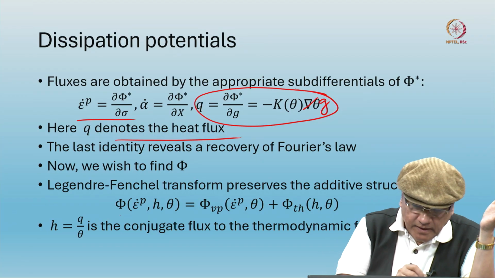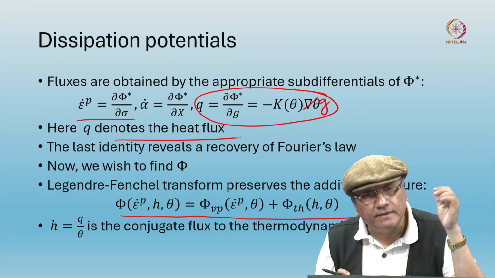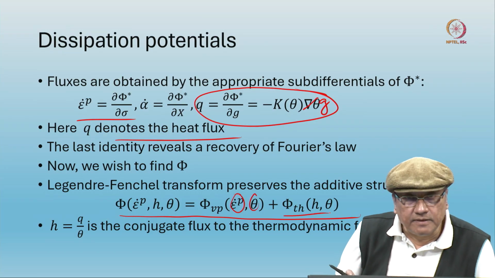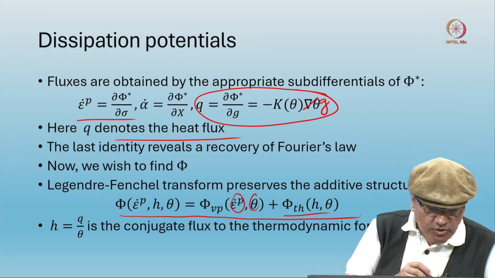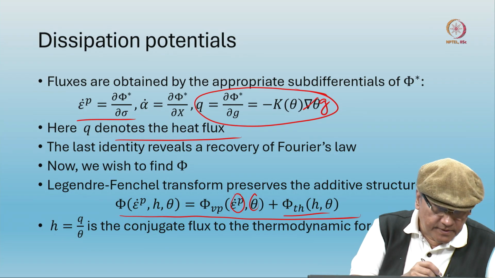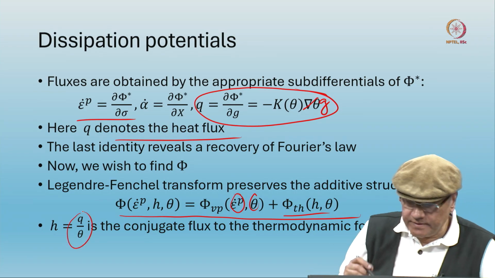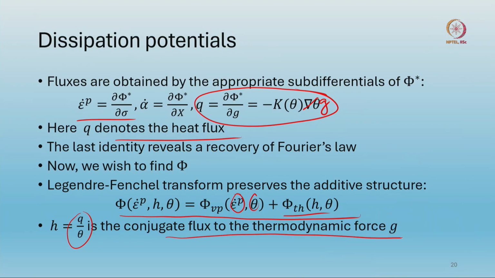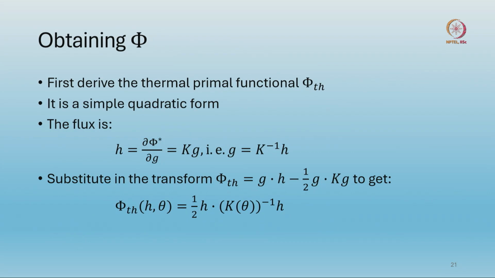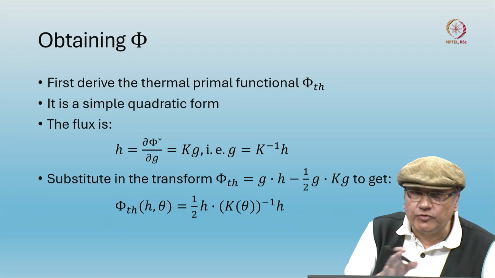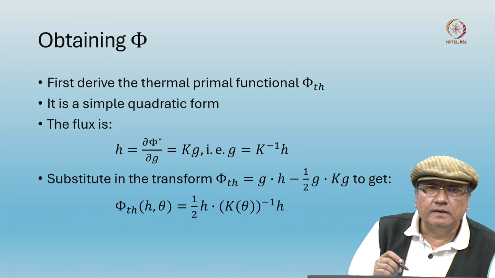So, therefore, phi will also have this additive structure, right, and phi Vp will be a function of epsilon p dot and theta, and phi thermal part will be a function of H, which is basically scaled thermal flux, heat flux Q by theta, right. So, this is basically the conjugate flux to the thermodynamic force G. Right. So, let us obtain phi. This is again a pretty straightforward exercise, right.